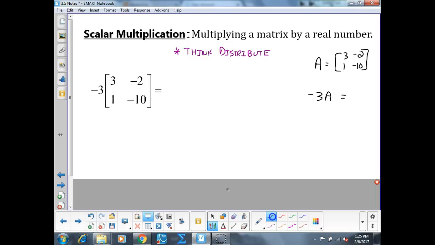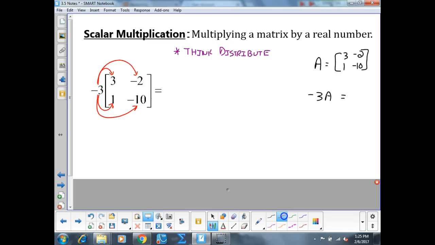Okay? Those are the exact same problems. In both cases, you're thinking the exact same thing. So you're going to take this negative 3 and you're going to distribute it in to every single one of the elements in that matrix. Not the first one, not the last one, every single one of them. If there's 12 elements in your matrix, you multiply by negative 3 12 times. Okay? To every element.